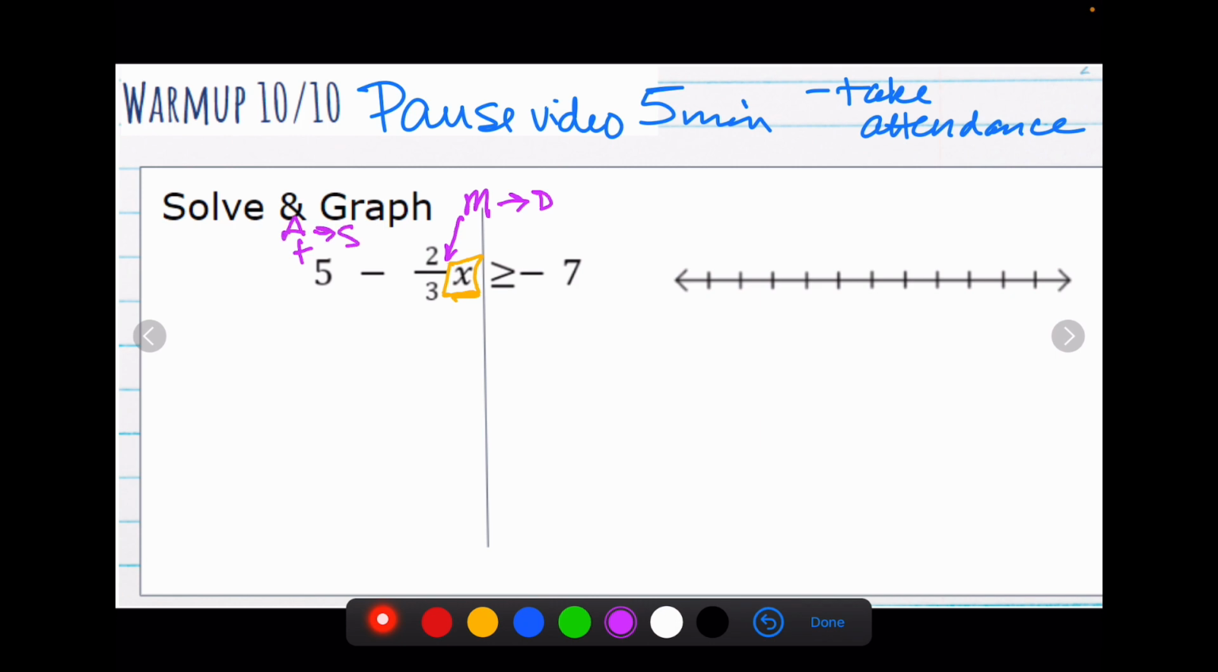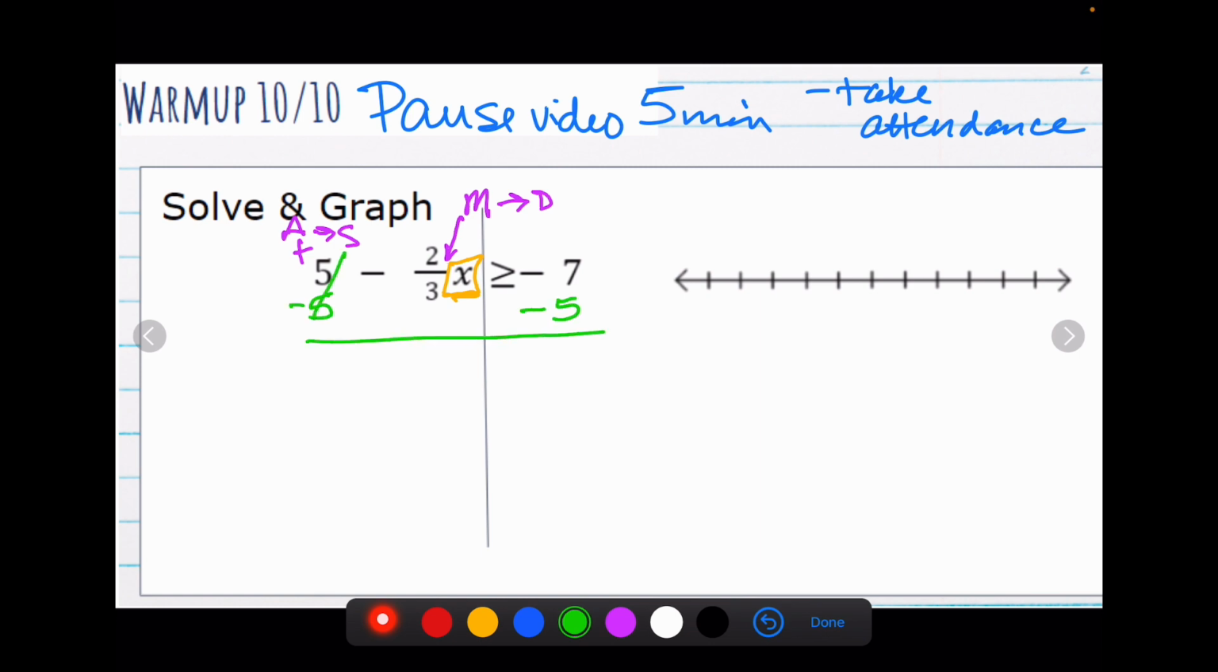The inverse is subtraction. The next thing we need to ask ourselves is, which one do we do first? Do we do the multiplication or do we attack with the addition? And again, when we do order of operations backwards, we want to start with the addition and subtraction first. So I'm going to subtract 5 on both sides.